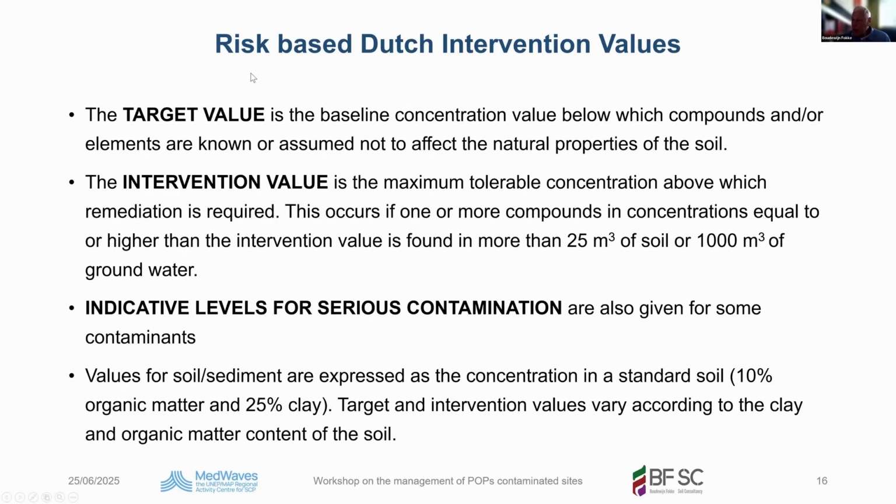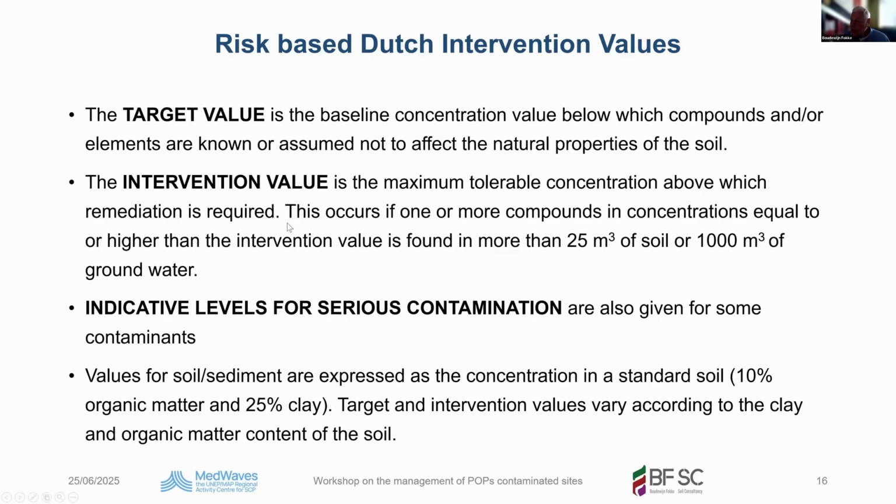Now, I will give you some more details about the Dutch intervention values just to give you an idea how it's built. We have the target levels, the baseline concentration value below which components and elements are known or assumed not to be affected. It's a natural property of the soil. The intervention value is the maximum tolerable concentration above which remediation is required. This occurs when one or more components in a concentration equal or higher than the intervention values is found in more than 25 cubic meters of soil or 1,000 cubic meters of water.